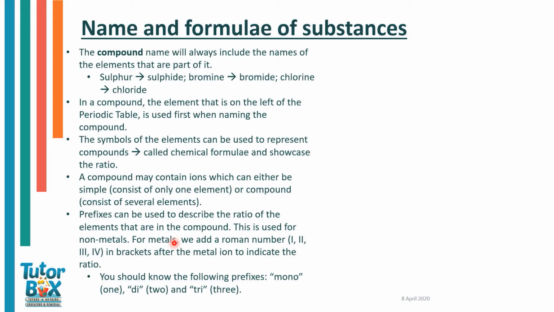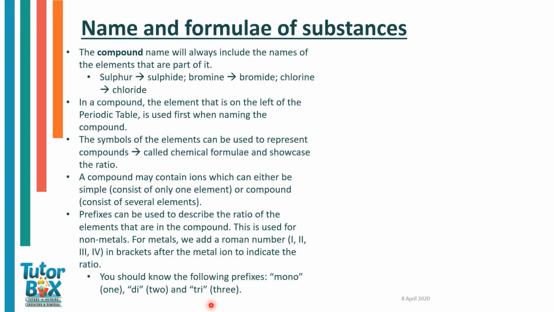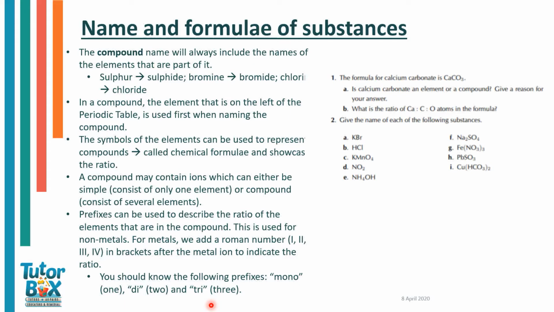So that would be like 2H2O, for example. And then the following prefixes, mono, di, and tri, should be fairly familiar. A well-known example is H2O. The full name is dihydrogen monoxide, but nobody really says that, but that's where the prefixes come in handy.